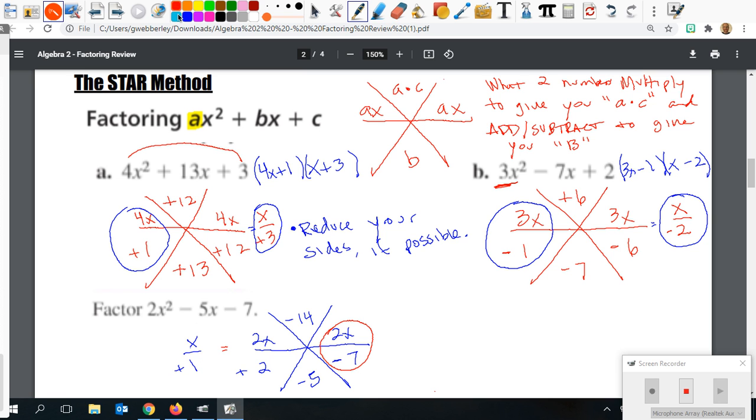And now we're able to put those into our two binomials for the final factoring. I'll put it right here. So I could put this one first, x plus 1 if I want to. It doesn't matter which one I put first. X plus 1, and 2x minus 7 goes in the other. So that is how you can factor when you see an A number in front of your trinomial. When you don't have that A number, it's just x squared, then you're using the simple method and it's a lot faster. But this one is the star method.